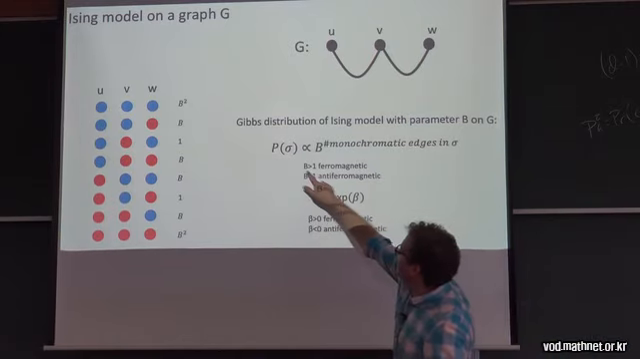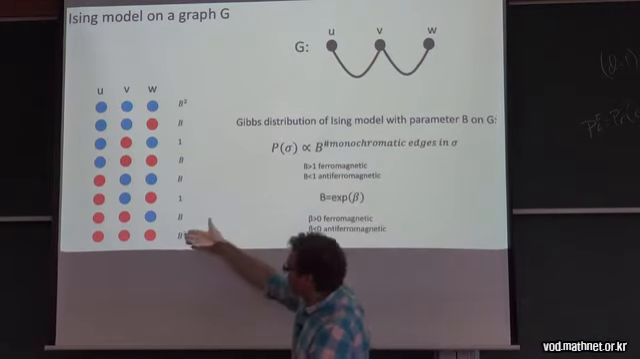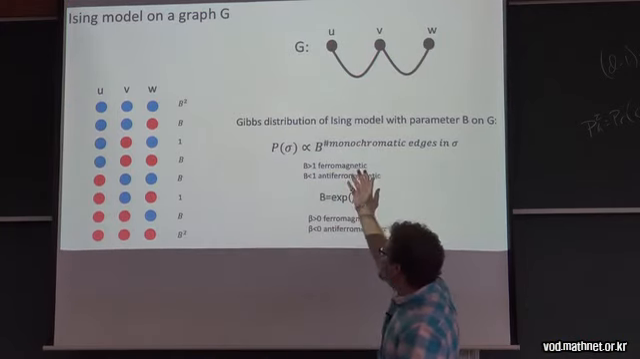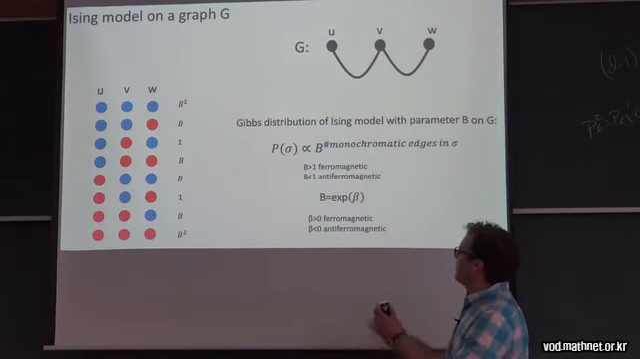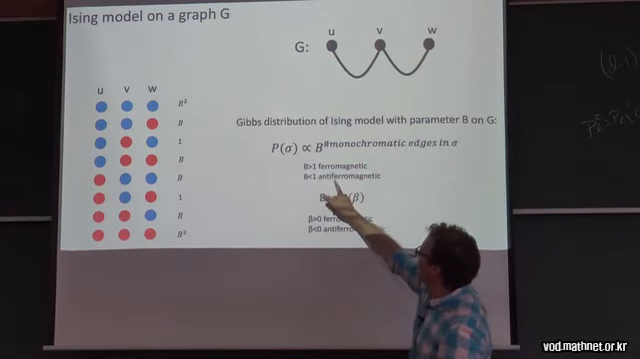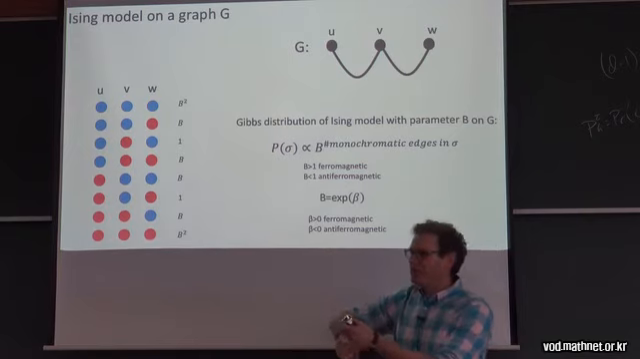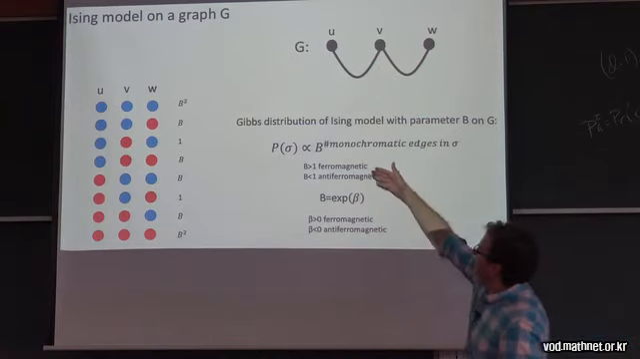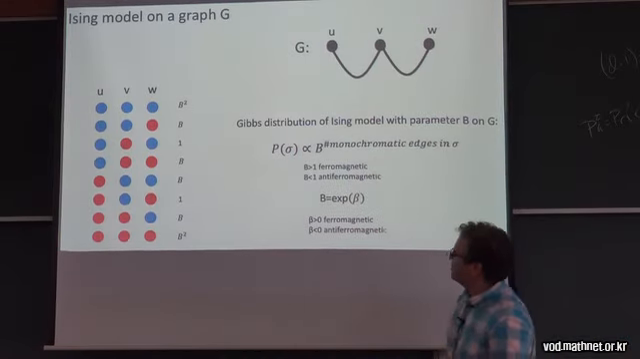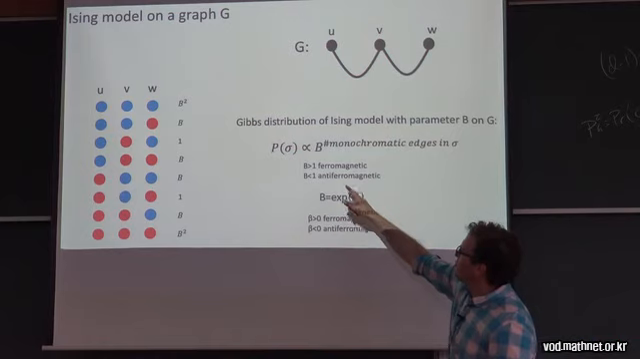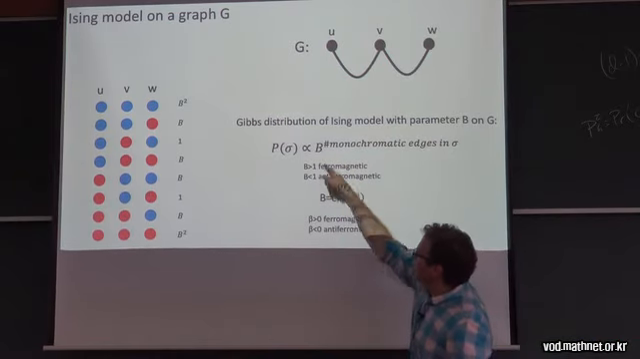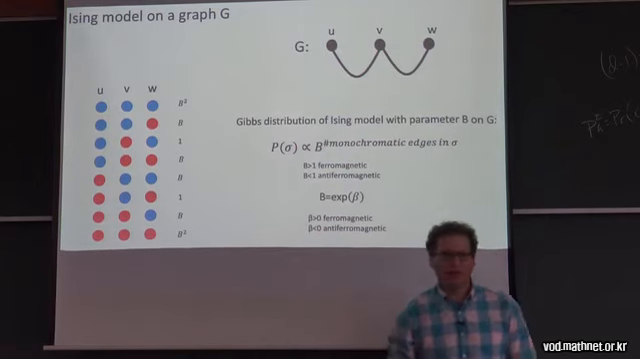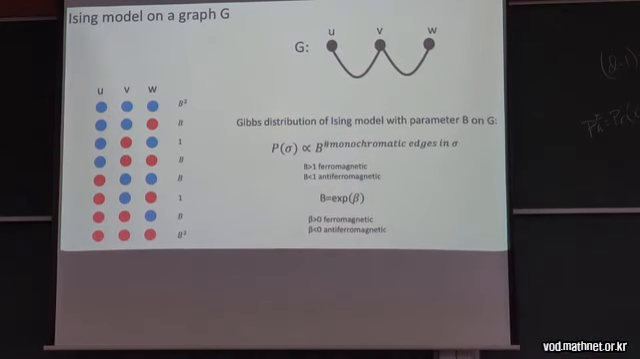Now the point is that if B is bigger than 1, then you prefer to have monochromatic edges. So that thing is called ferromagnetism, whatever. Anyways, and if B is less than 1, then you prefer to have the opposite color of your neighbor. Okay? So this one is easy. This one is hard. Okay? The usual parameterization is instead of B, you have e to the beta, and then beta greater than 0 or beta less than 0. Okay? That's the usual thing. But it doesn't matter for us.